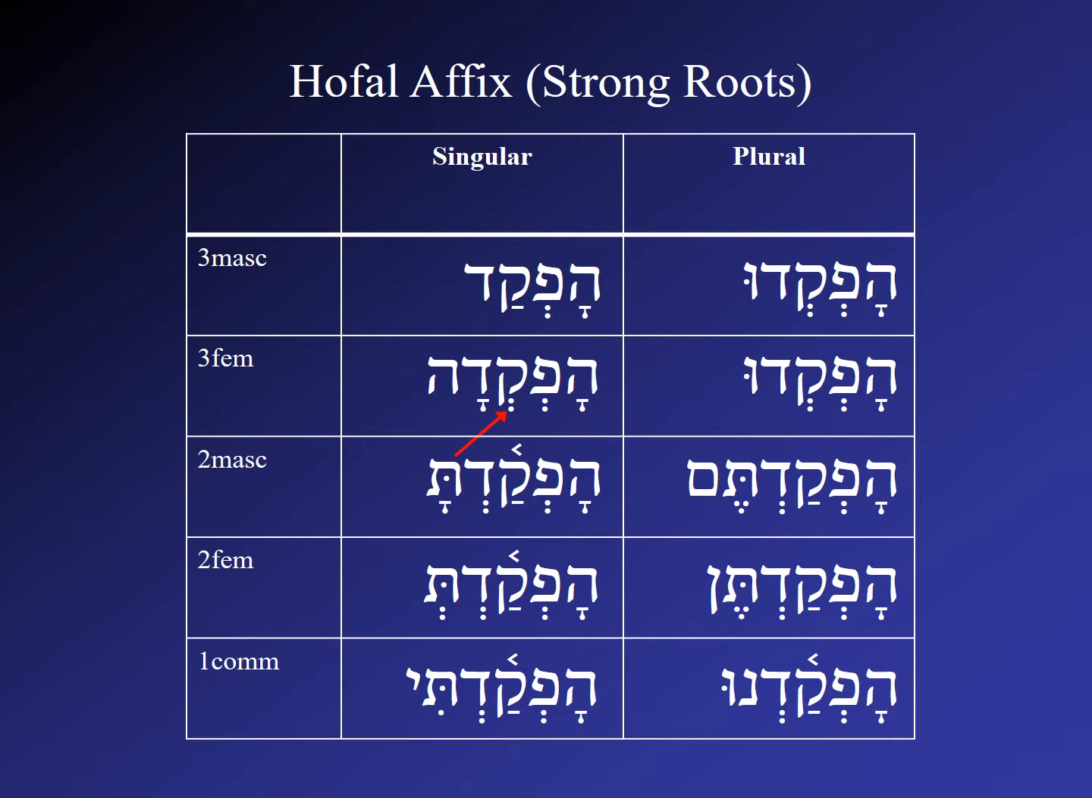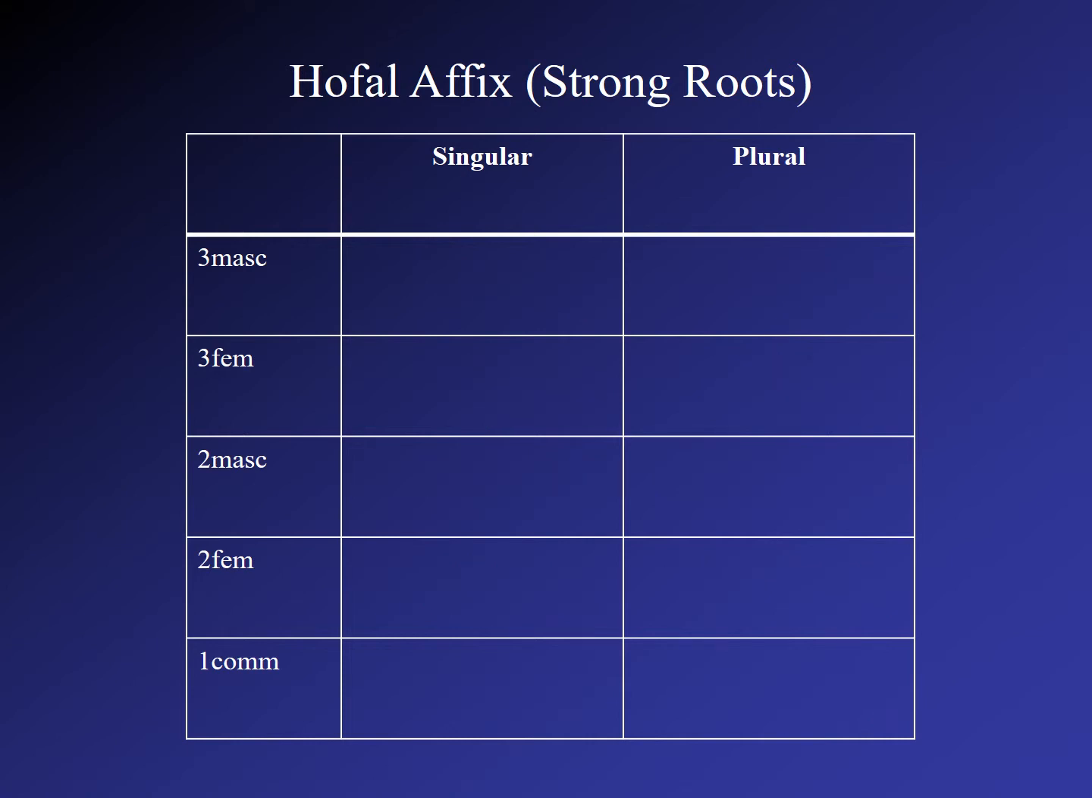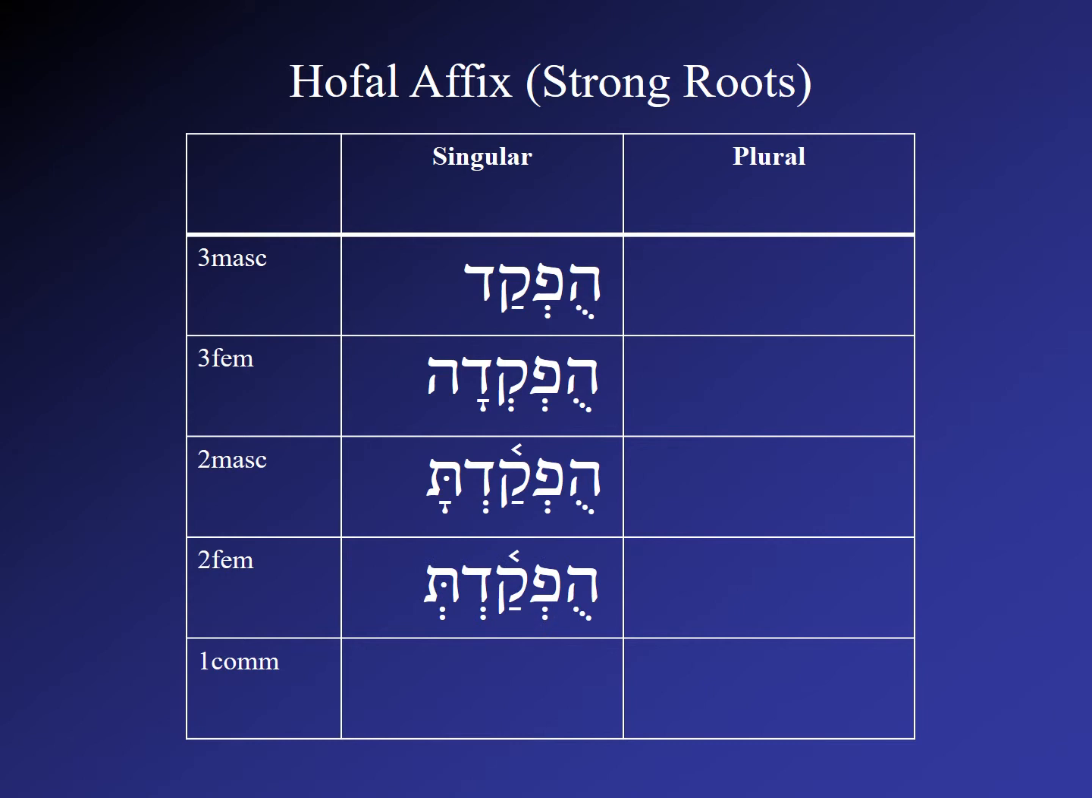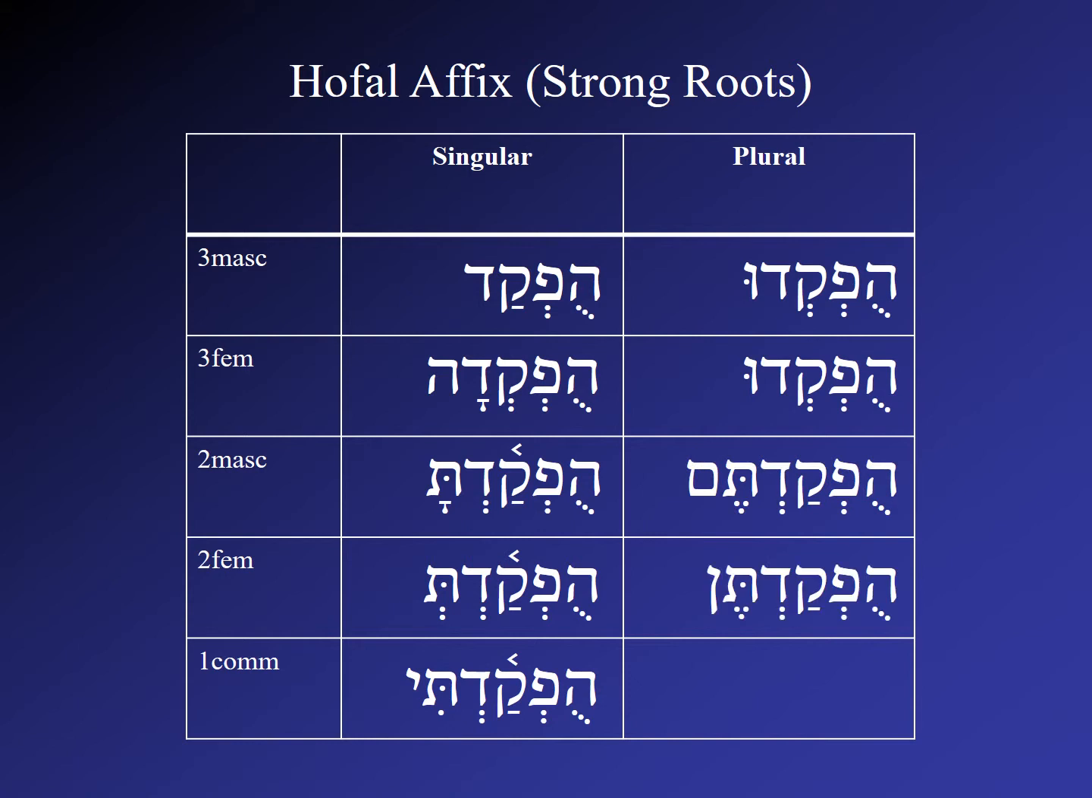This A-class vowel reduces in the forms where the affix begins with a vowel. So Hofkada, Hofkadu. We also have a second form of the Hofal affix, which looks like this. Notice the only difference here is we have a U-class vowel. So instead of a qamets qatuf, a shureq, instead of Hofkad, we have Hufkad. The rest of the paradigm: Hufkad, Hufkada, Hufkadta, Hufkad, Hufkadti, Hufkadu, Hufkadtem, Hufkadten, Hufkadnu. So this is exactly the same paradigm. It's just that we have a shureq instead of a qamets qatuf.